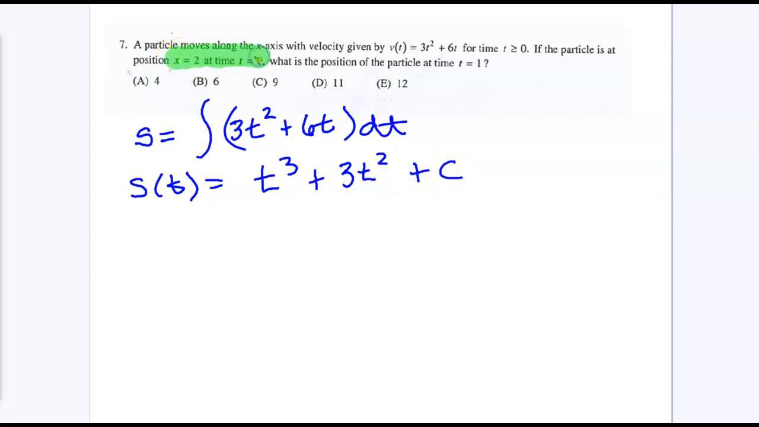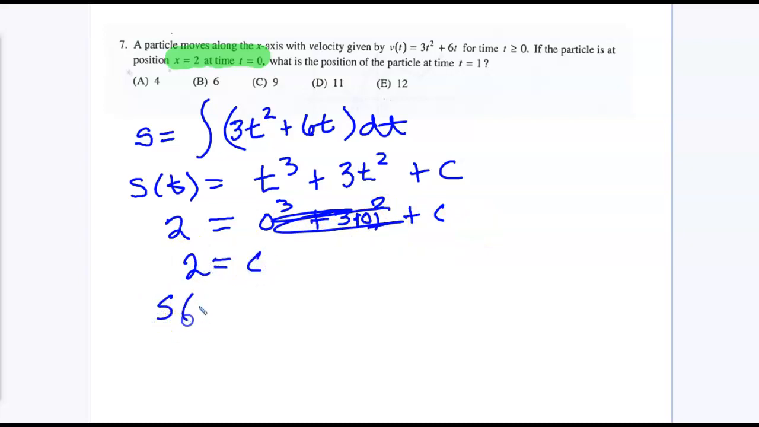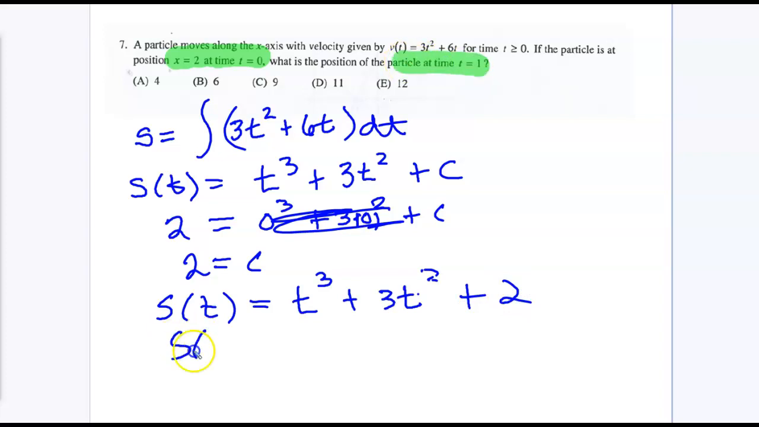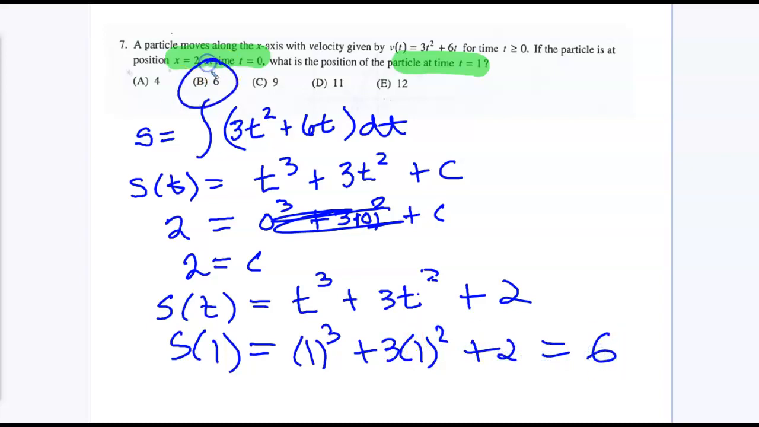Then I could use this as my initial condition to find my constant. So I could say that when t is 0, the position is 2. So 0 cubed plus 3 times 0 squared plus a constant. So this is all 0, so my constant is 2. So my position function is going to be t cubed plus 3t squared plus 2. And now let's answer the question, what is the position when t is 1? So I plug 1 into here. And if I work it out, I get an answer of 6.